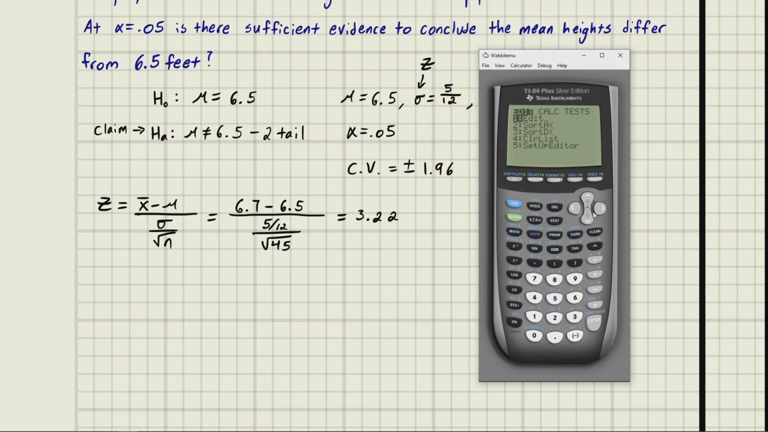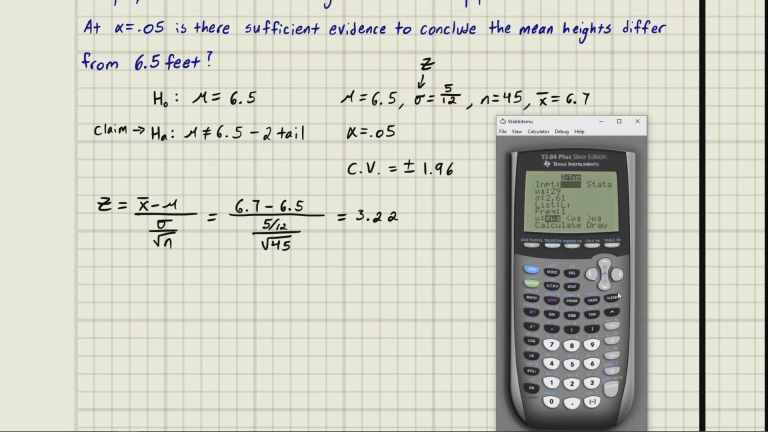Now that's how you do it with the formula, but you can also do it using the calculator. If you go to stat, go over to tests, and then z-test. We have statistics. That's what all of these are. So we're going to go to the stats option and we're going to put in our values. So we have 6.5 for mu naught.